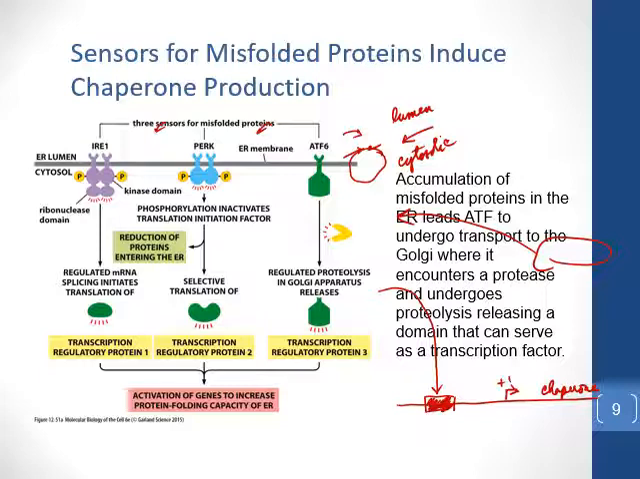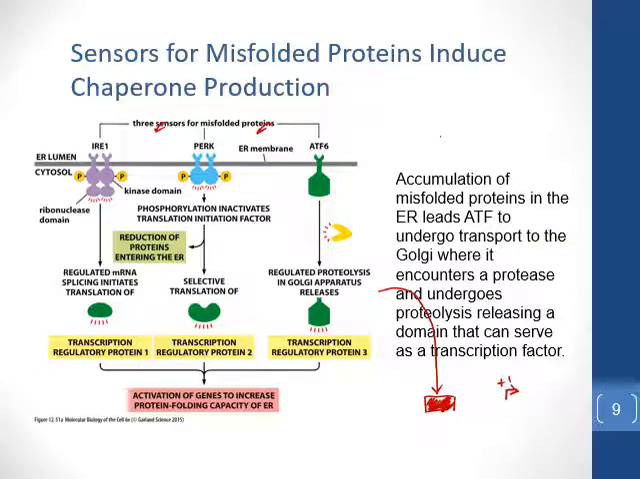Let's erase that. And let's look at the second mechanism. The second mechanism involves a protein called PERK. Now, here's what's going to happen with PERK.